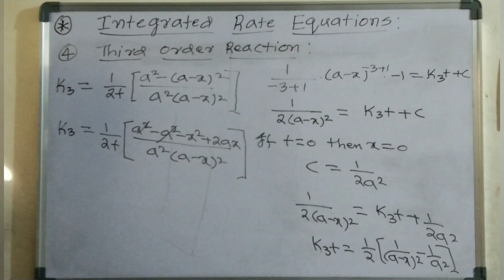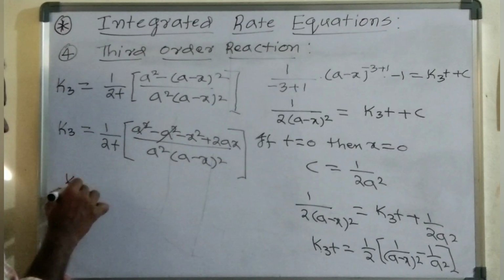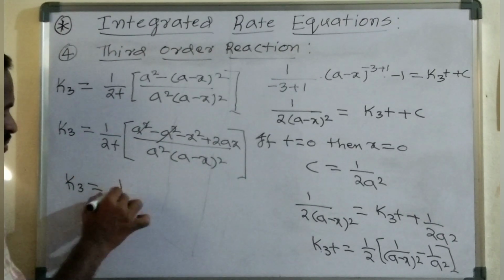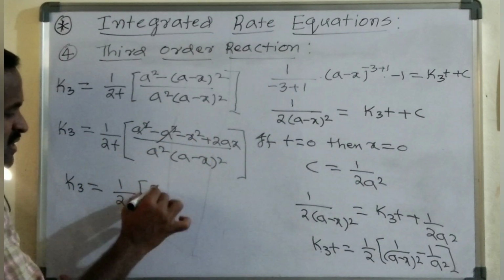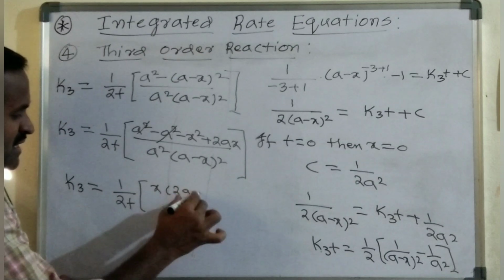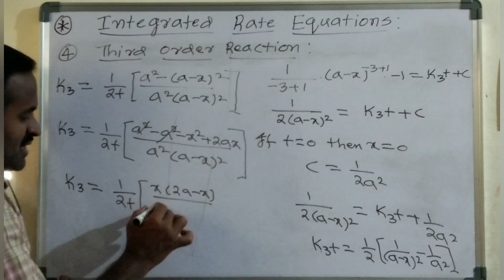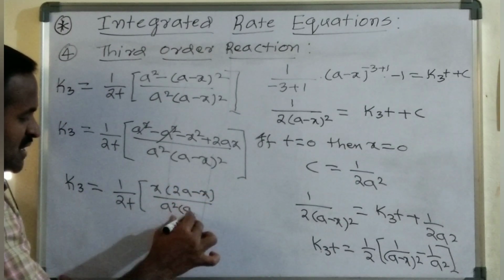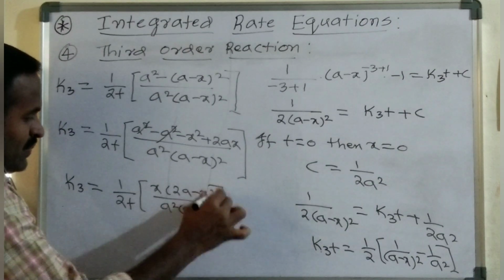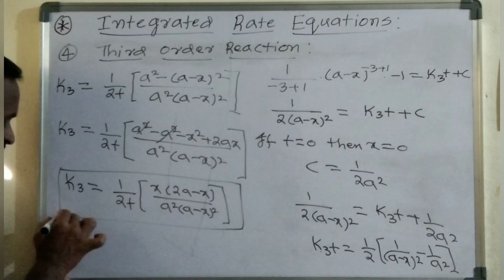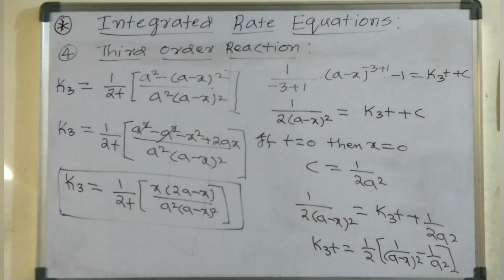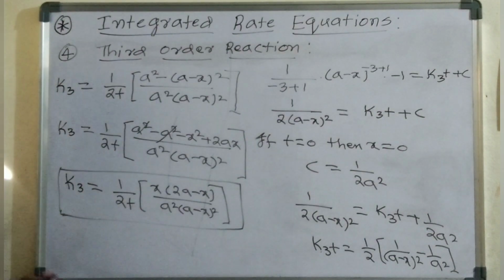Here we can take x common in the numerator, and we write k3 equals 1 by 2t into x into (2a minus x) divided by a square into (a minus x) whole square. So this is the third order rate constant when a single reactant is involved in the rate of the reaction.